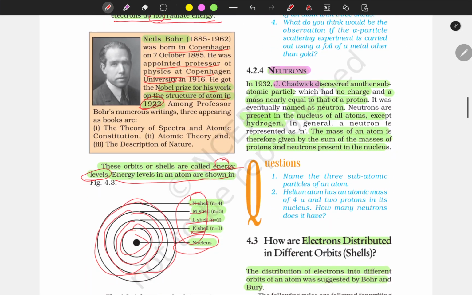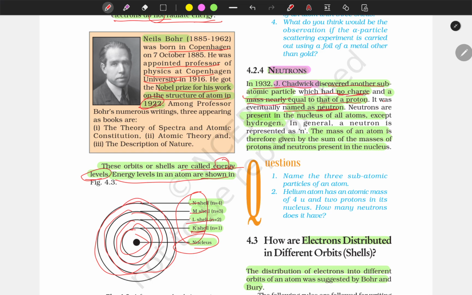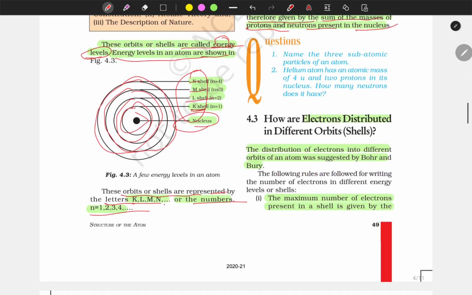Now we talk about the neutron. In 1932, J. Chadwick discovered another subatomic particle which had no charge and a mass nearly equal to the proton. It was named the neutron. Neutrons are present in the nucleus of all atoms except hydrogen. Hydrogen has a nucleus, but it doesn't have a neutron. Its nucleus only has a proton. The mass of an atom is therefore given by the sum of the masses of the protons and neutrons present in the nucleus.